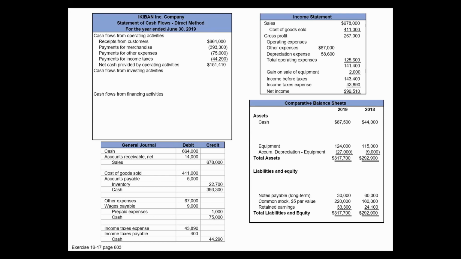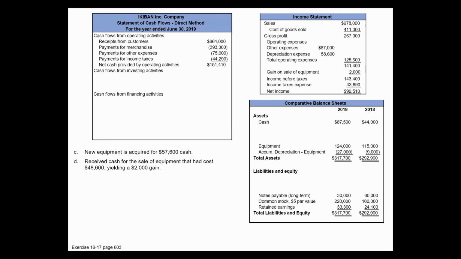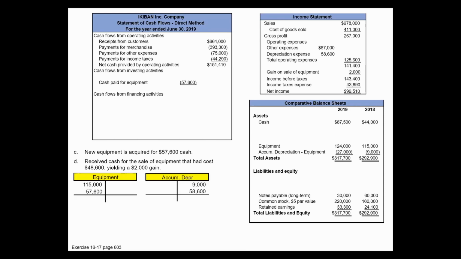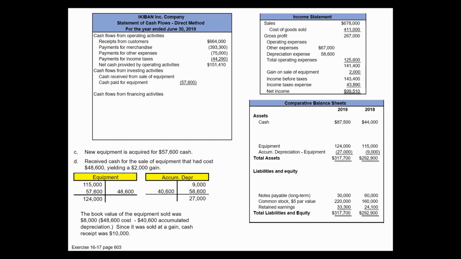So then you can total that up, take the cash receipts, subtract the payments, and that's how you get the net cash provided by operating activities. And then looking at investing activities, they paid cash for equipment, and we know that's an outgoing of $57,600. And then they sold equipment and they received cash in the amount of $10,000 for it. So then they had net cash outgoings for investing activities of $47,600.